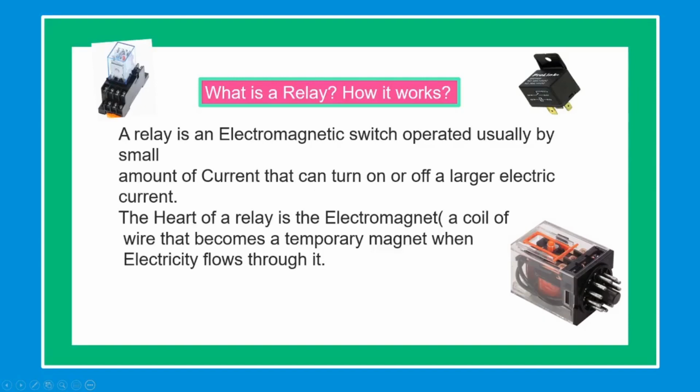Hello guys, good morning. Our topic for today is what is a relay and how it works. A relay is an electromagnetic switch operated usually by a small amount of current that can turn on or off a larger electric current. The heart of a relay is the electromagnet, a coil of wire that becomes a temporary magnet when electricity flows through it.